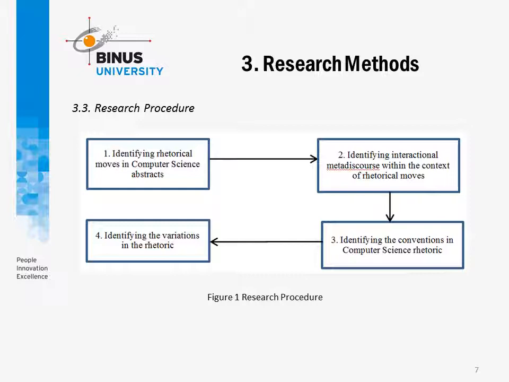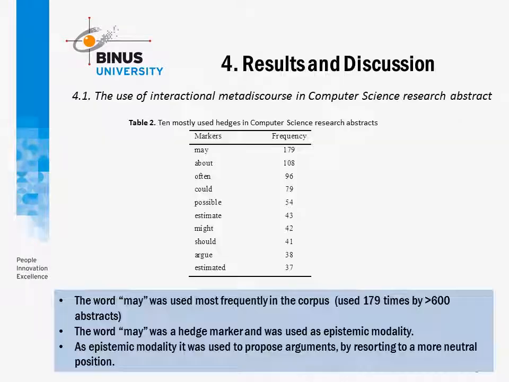The third step was by identifying the conventions in computer science rhetoric. That was done by locating, identifying, categorizing the patterns of the recurrent use of the markers. And the last step or stage was by identifying the variations in the rhetoric.